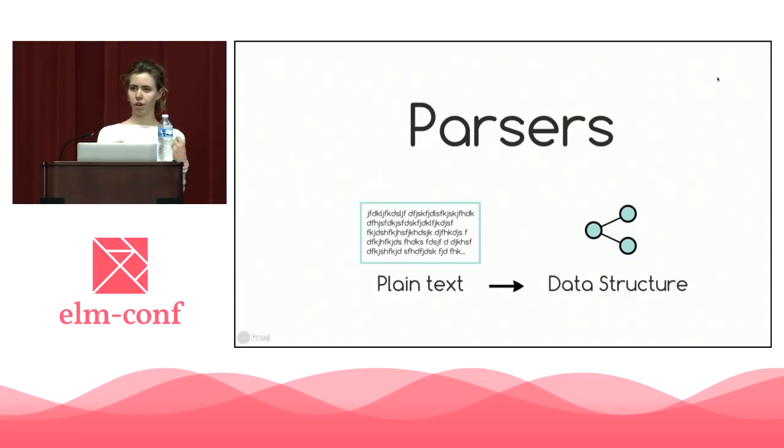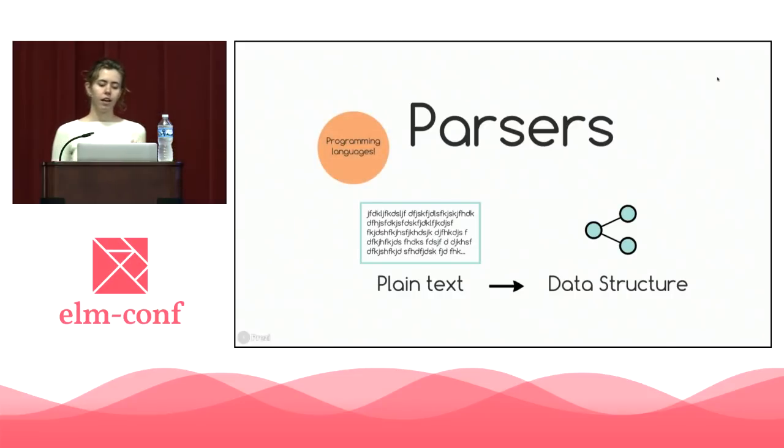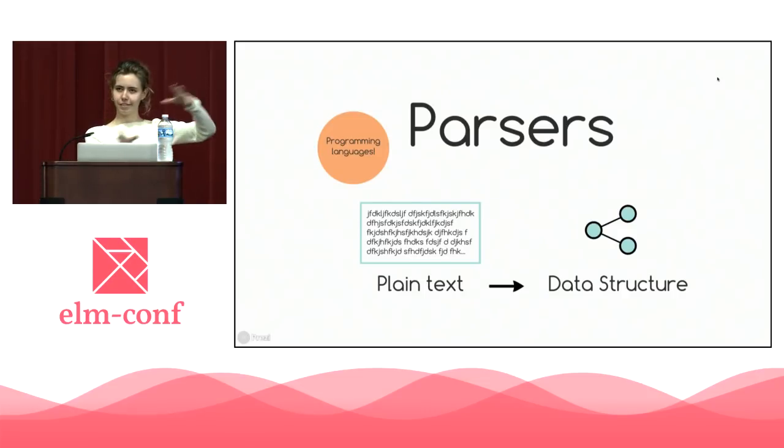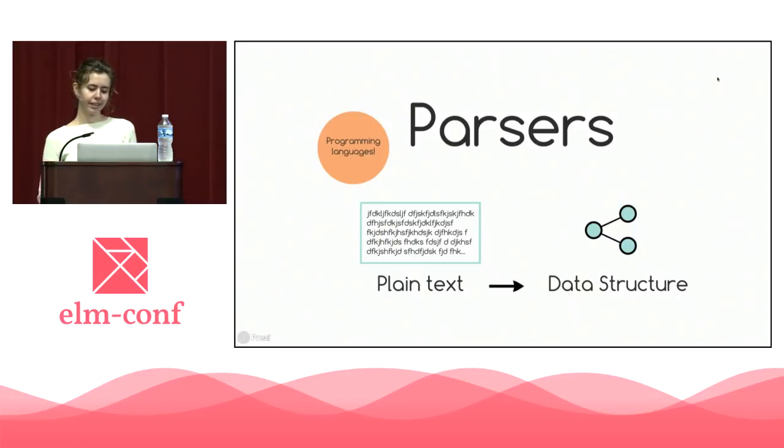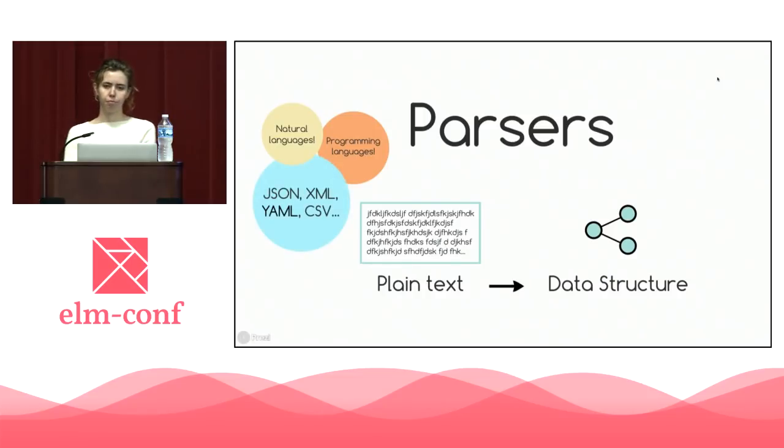Some of the more common uses of parsing are, as Evan mentioned, programming languages, which is really funny because I always think of programming languages as something different, but it's really just text and then you read it, and it's kind of weird. And then you can also parse natural languages. Obviously that's harder. And other familiar uses are you parse JSON and XML and YAML, like we're going to be talking about today, and CSV and lots of other stuff.